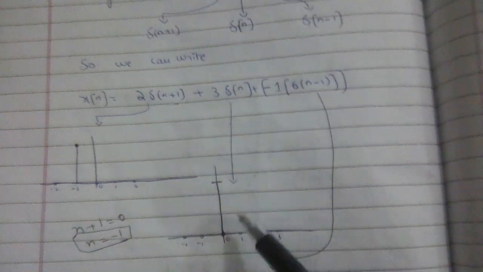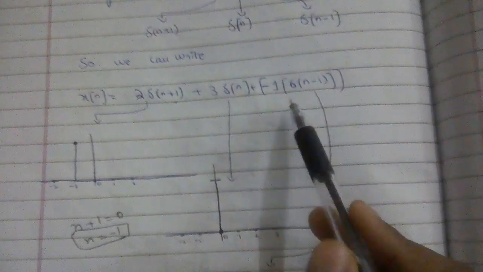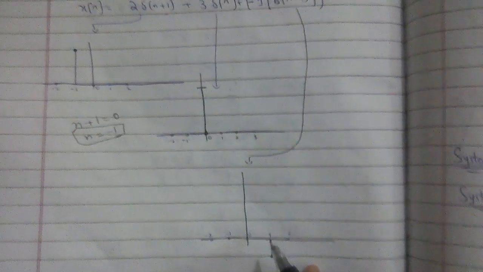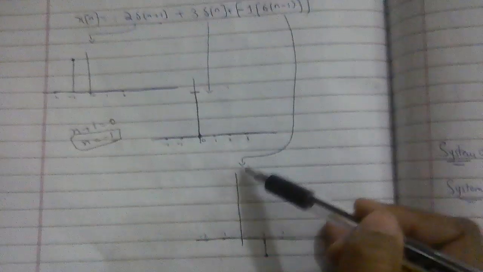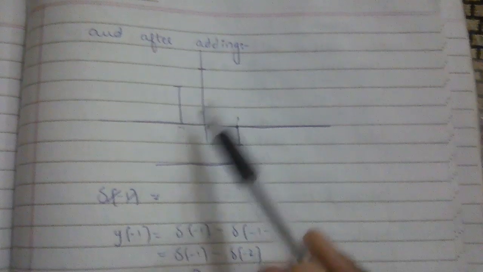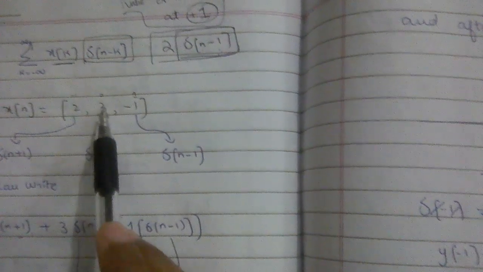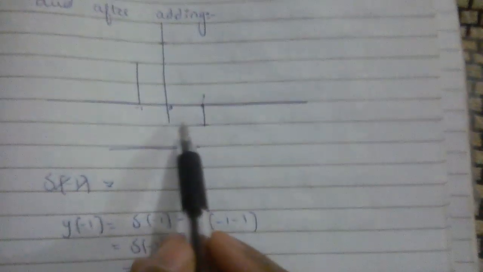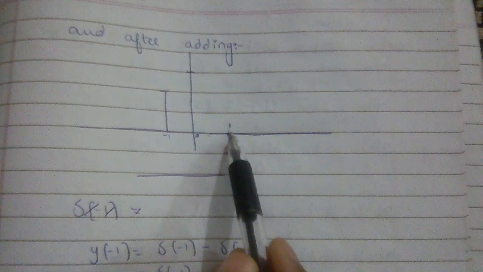Similarly, sigma of n means we are at 0 point and the amplitude is multiplied by 3, so the answer is 3. Similarly, this point is at 1 and the signal amplitude is multiplied by minus 1, so the answer is minus 1. And now if all these are combined, after adding we will get the output function as this, which is equal to x of n is equal to 2, 3, minus 1. We can see that 3 is at 0, 2 at minus 1 and minus 1 at 1.